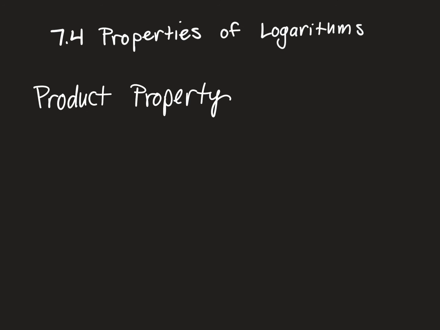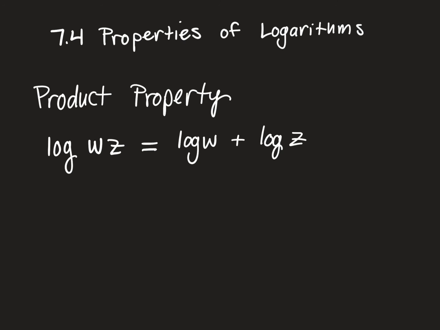And basically what this one means is if you are taking the log of any two things that are multiplied together, 2 or 3, however many things. So let's say log of W times Z. You can separate that into the sum of two logs. So you can write that as log W plus log Z. So anytime you have multiplication that you're taking the log of, you can split it up to addition of two separate things.